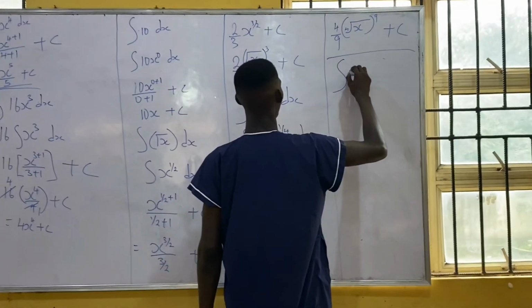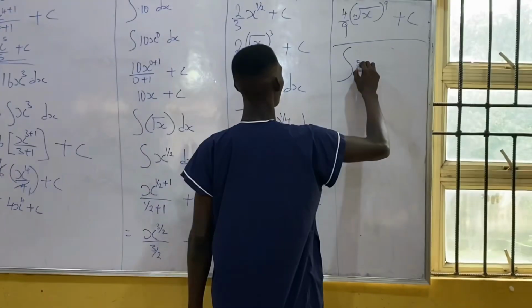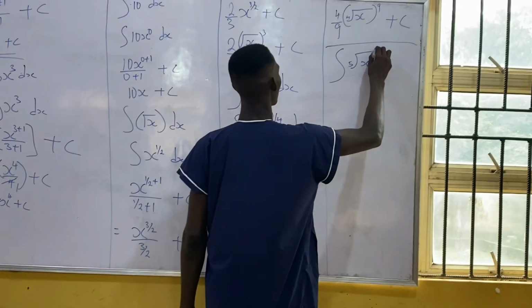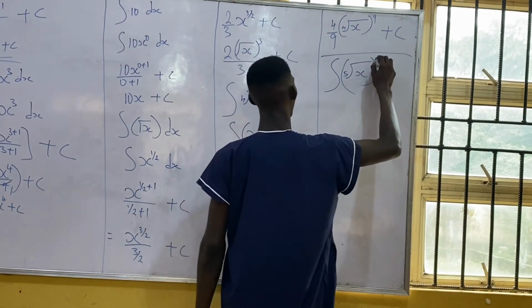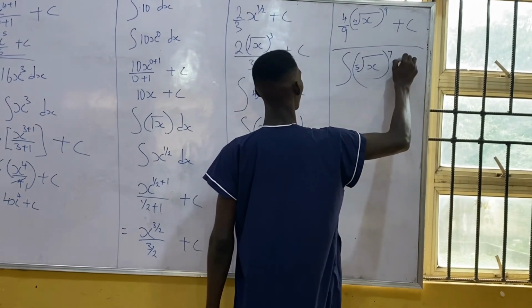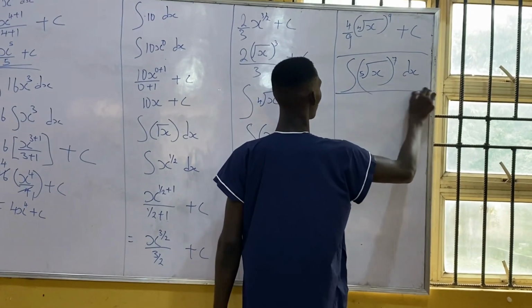Find the integral of the fifth root of x to the power of 7 dx. So this is your own assignment.